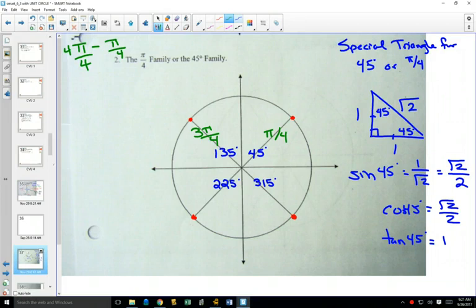Quadrant 3. Well, what would you do in degrees? You did 180 plus your reference angle, right? So now we have to do pi plus pi over 4. Now we're adding fractions. I need a common denominator. It's over 1, so if I multiply top and bottom by 4, I get 5 pi over 4.